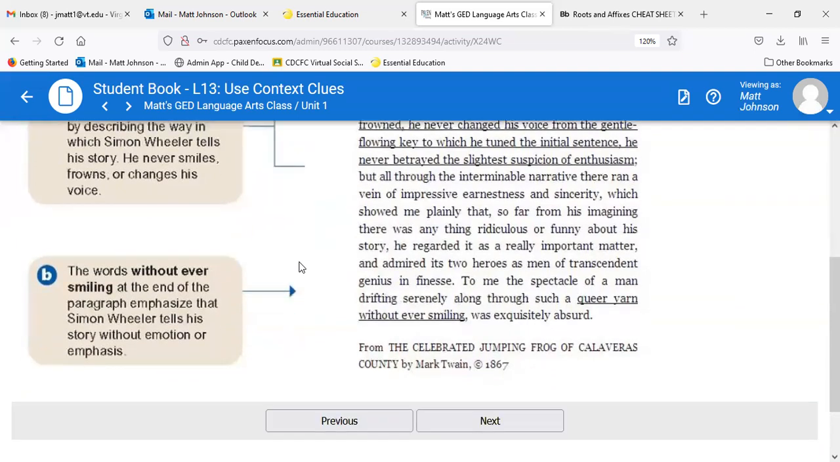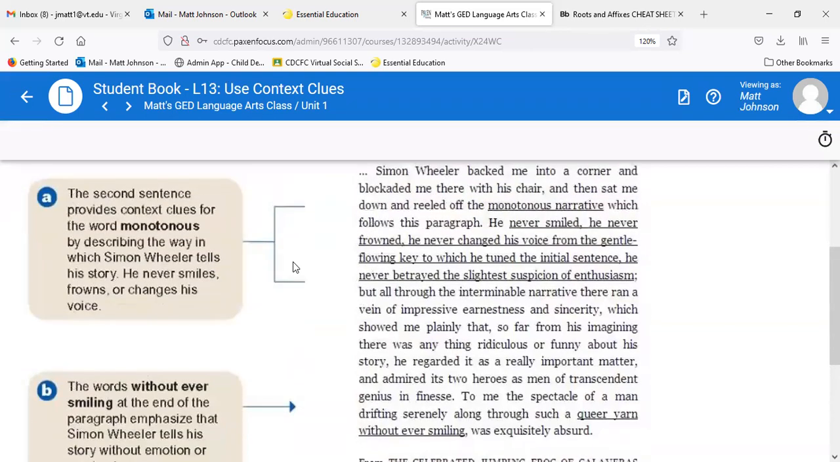And that's a piece from The Celebrated Jumping Frog of Calaveras County by Mark Twain. But what's important here, we're looking at the underlined part. So in text box A, it says the second sentence provides context clues for the word monotonous, by describing the way in which Simon Wheeler tells his story: he never smiles, frowns, or changes his voice, right?